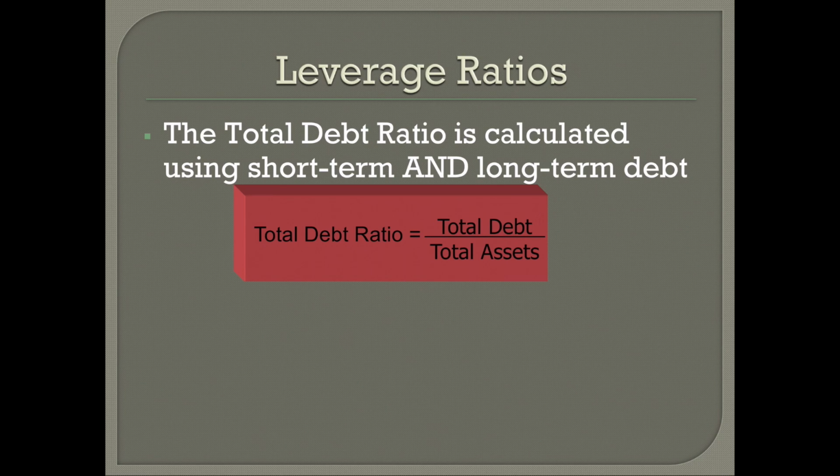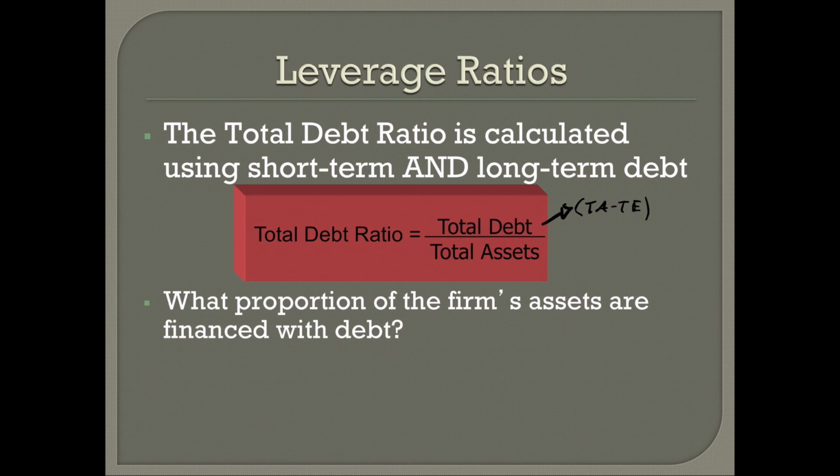This will help tell you what the company's capital structure is. Think back to chapter 1, your breakdown of debt versus equity and funding your asset purchases. But this is what the total debt ratio is. Sometimes, instead of seeing total debt, you may see total assets minus total equity in the equation instead. Remember, that's just your balance sheet identity. Total assets equal total debt plus total stockholders' equity. So to take the difference between assets and equity would give you your total debt. So once again, what proportion of the firm's assets are financed with debt?